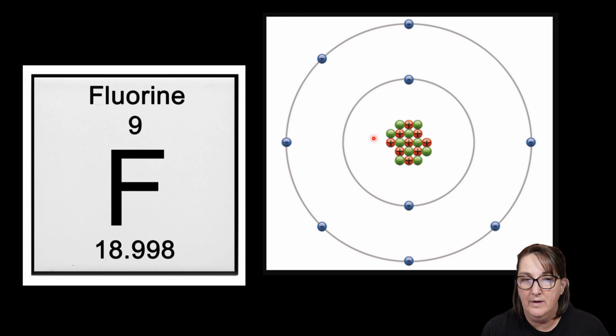So let's look at fluorine. Figure out how many protons and neutrons I would have in the center to give me an atomic mass of 19. So I have 9 protons, remember? And so I have 9, 10, 11, 12, 13, 14, 15, 16, 17, 18, 19. So I have 10 neutrons and 9 protons to give me 19 atomic mass units.